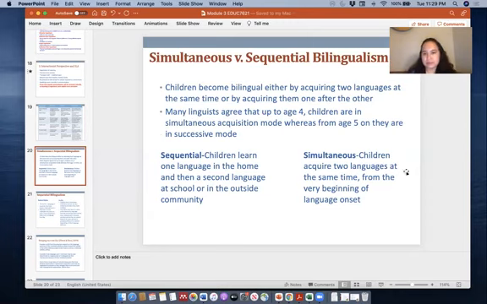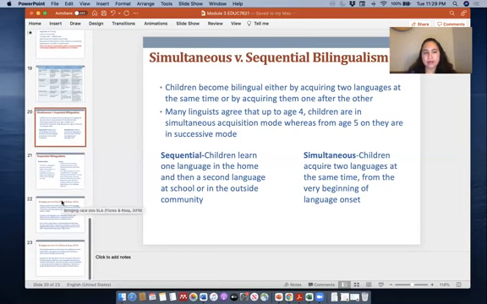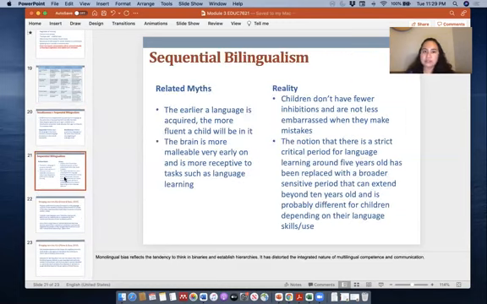So here are the two forms of bilingualism, and in the following slide, we'll unpack some related myths to sequential bilingualism. There are two very common big myths. The first: the earlier a language is acquired, the more fluent a child will be in it.